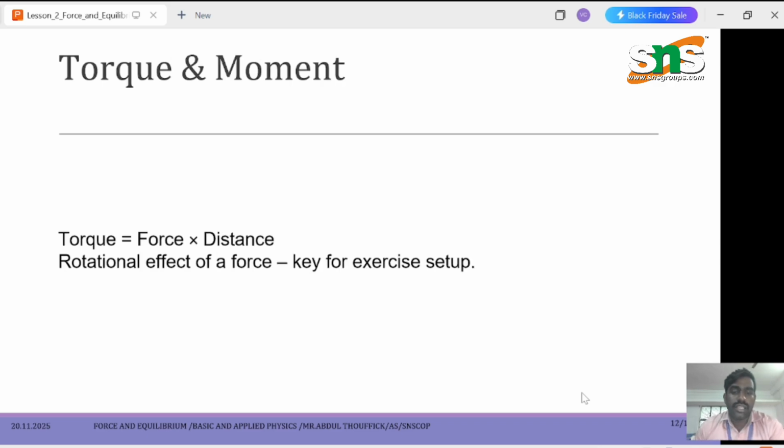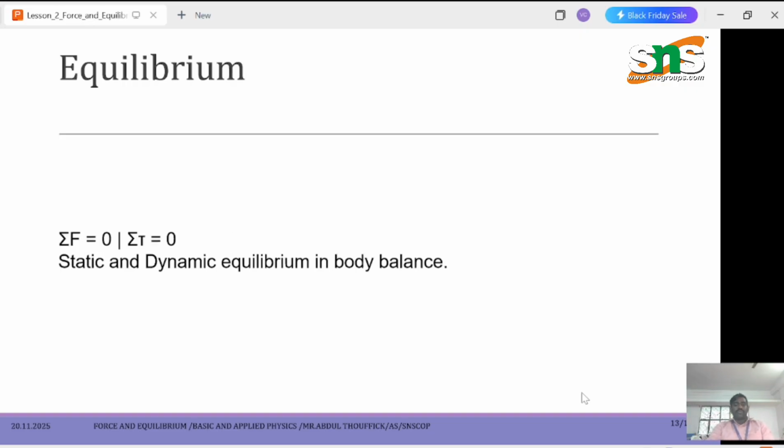So coming to torque. Torque is the rotational effect of a force. It is calculated as torque equals force into distance. In exercise therapy, adjusting lever arm length can reduce joint stress and increase efficiency. Equilibrium occurs when the sum of all forces and torques equals zero. We see equilibrium clinically in static balance while standing and dynamic balance during walking.